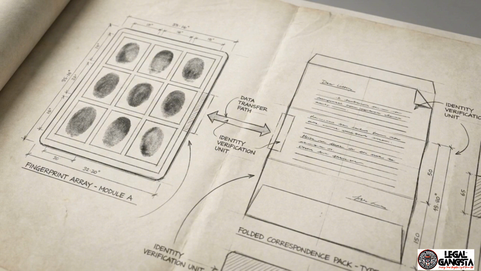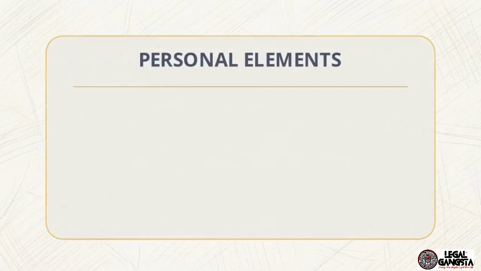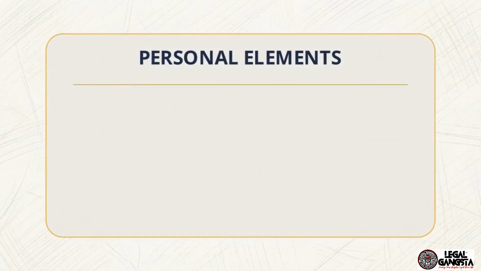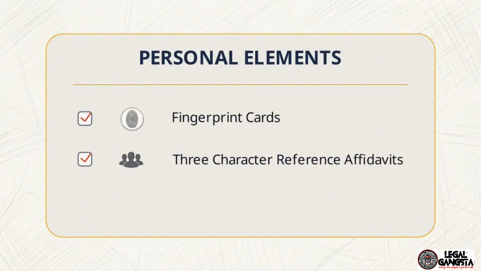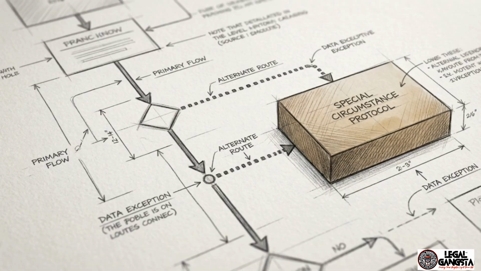This second checklist highlights the 3 mandatory personal elements every applicant must provide: your fingerprint cards, 3 character reference affidavits, and your own sworn declaration. The final category is conditional records. These are legal documents that are only mandatory if they apply to your specific life history.